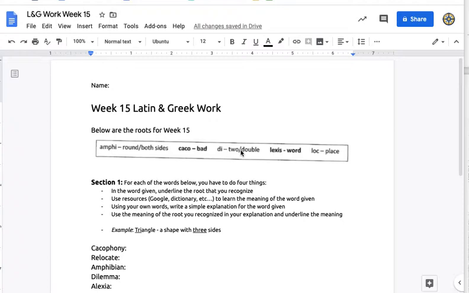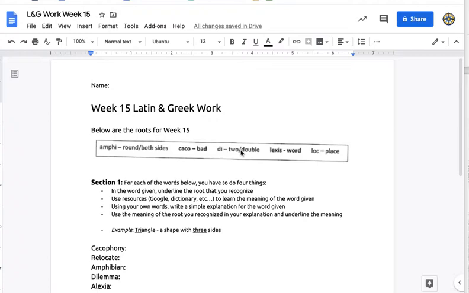I want to show you a couple of different things. Some of them may look really familiar to you. Some of them may be brand new. But all of this stuff kind of gets us ready for the Latin and Greek assignments that you'll have in the coming weeks, okay?